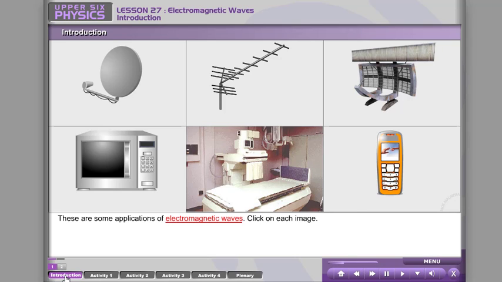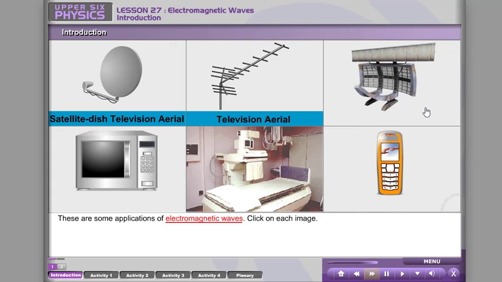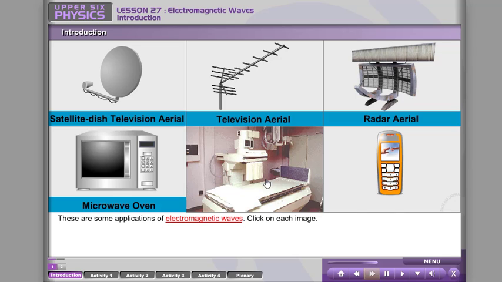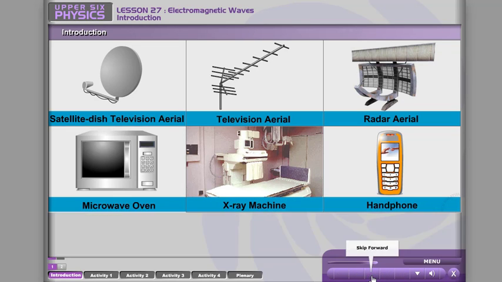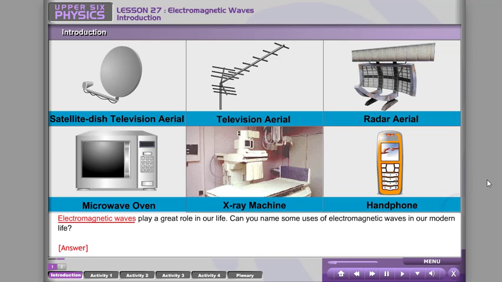These are some applications of electromagnetic waves. Click on each image. Electromagnetic waves play a great role in our life. Can you name some uses of electromagnetic waves in our modern life?